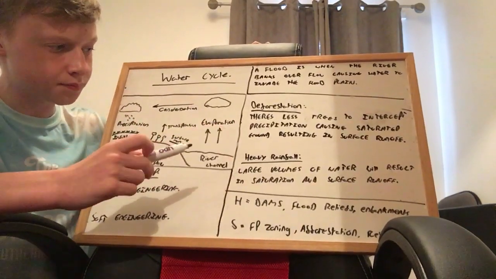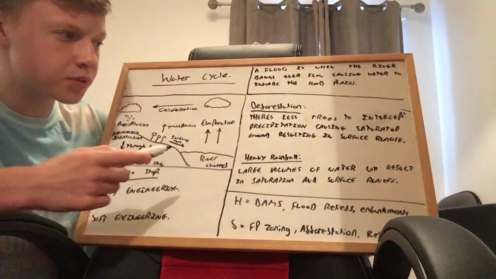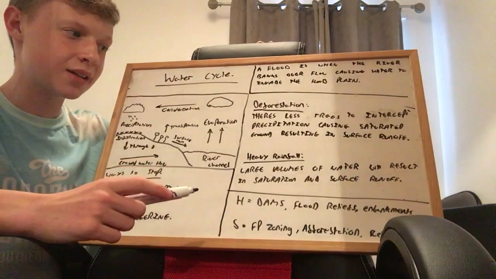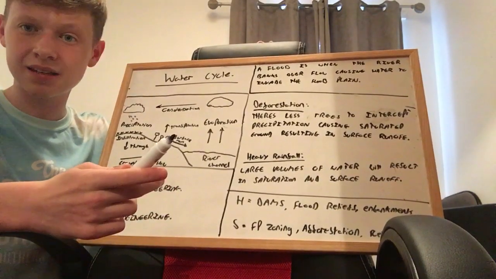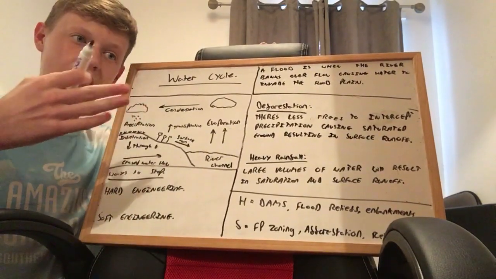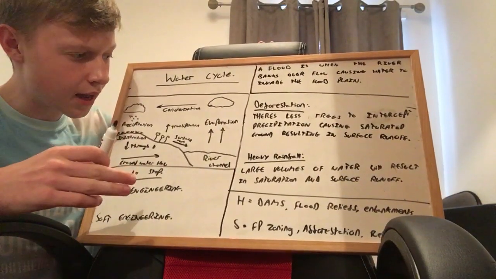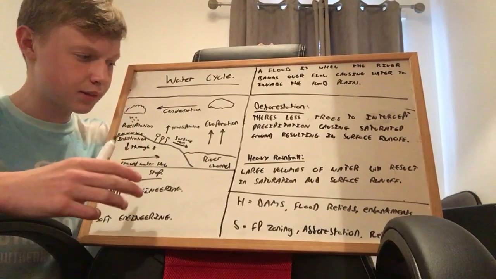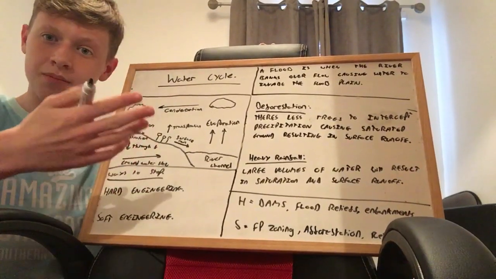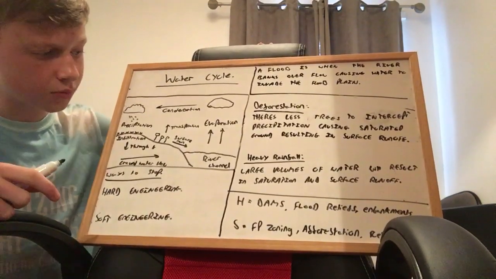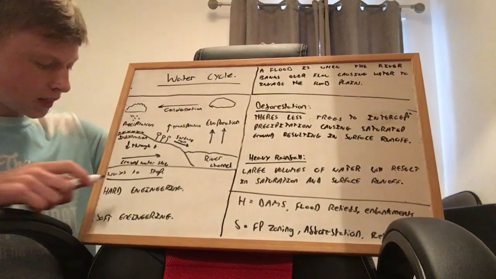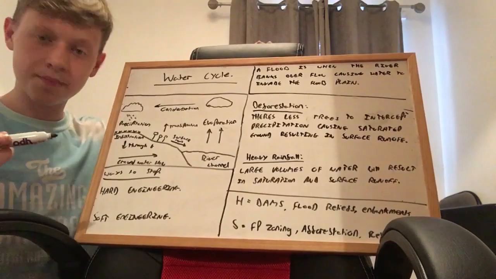But heavy rainfall. I said large volumes of water will result in saturated ground and surface runoff. Basically said exactly the same thing, but this is if it doesn't occur in a forest. It will rain down and soil will become full, so the water will have to go on top of the soil and surface runoff will ensue.